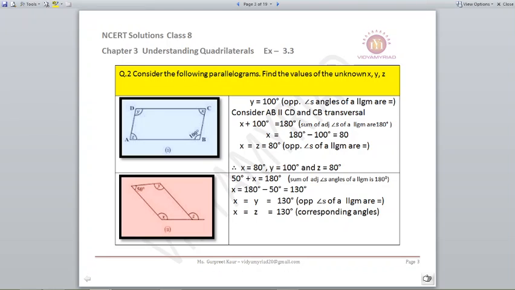Secondly, in this figure you are given one angle as 50. So 50 plus x will be equal to 180 degrees because the sum of co-interior angles is 180. So x comes out to be 130 degrees. Now x will be equal to y because opposite angles are equal, and x will be equal to z because of the corresponding angle property, they will also be equal.